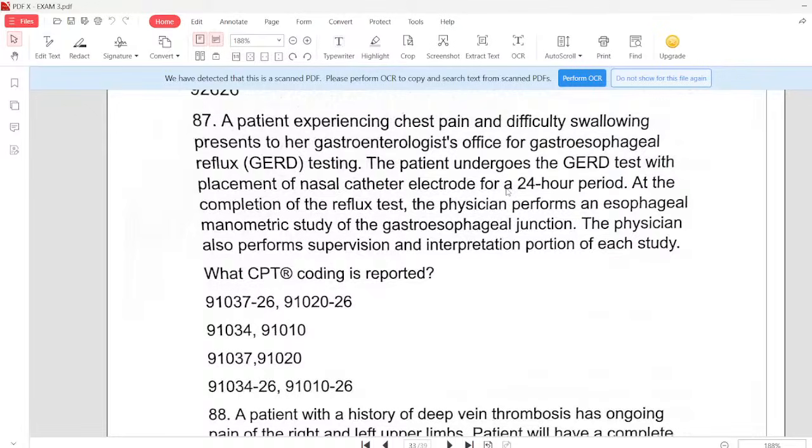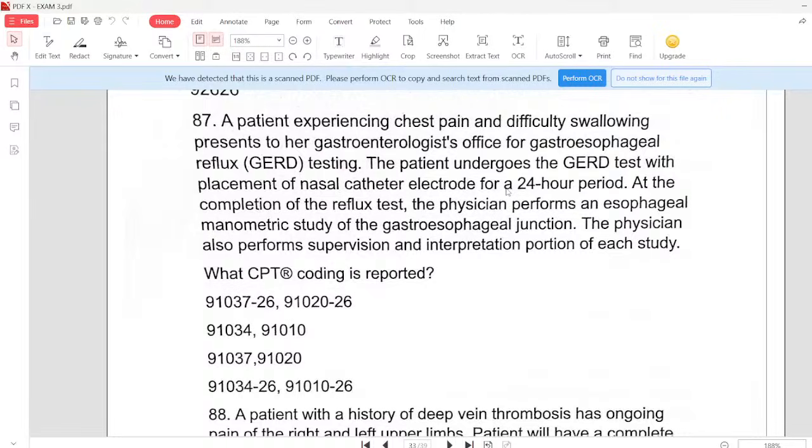Actually, here I want to take the code for 37, which contains intraluminal impedance electrode placement, recording, analysis, and interpretation. 34 contains esophagus gastroesophageal reflux test with the nasal catheter pH electrode. Nasal catheter pH electrode is mentioned in that code. Here 37 also mentions some electrode, right?